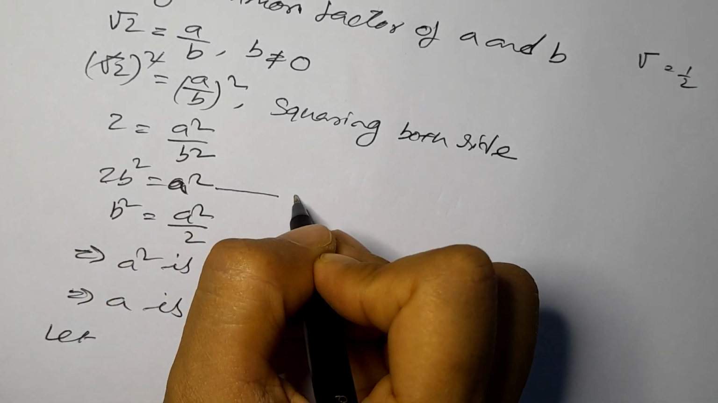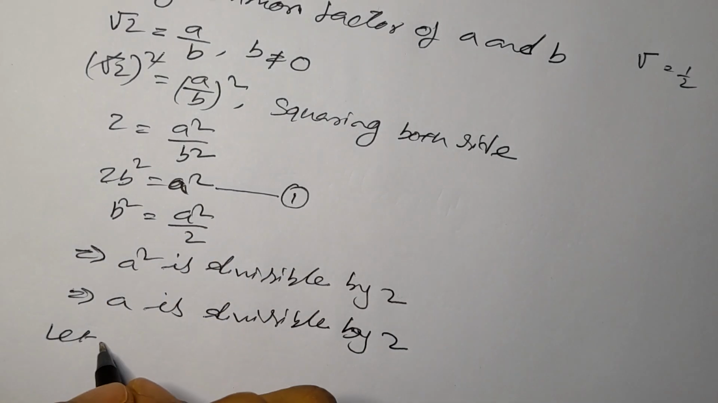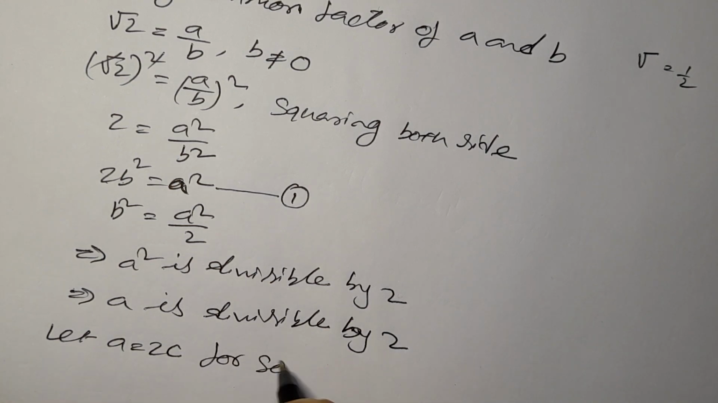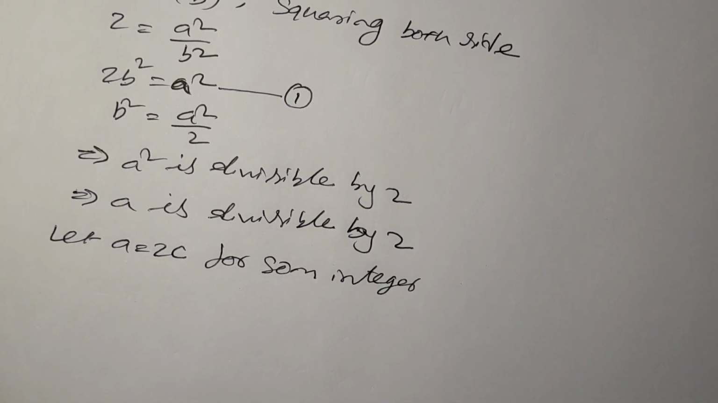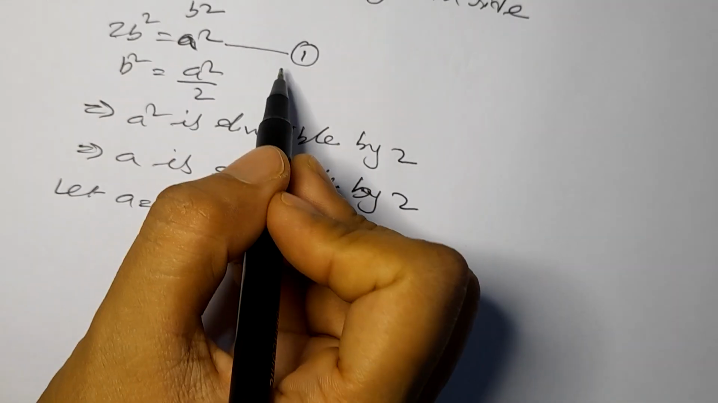2b square equal to a square, that is equation 1. Let now a equal to 2c for some integer. Our main target is to find the factor of b right now. So now we are going to put the value of a in equation 1. This is the equation 1.